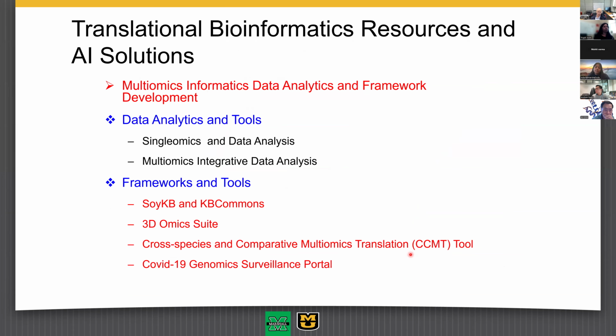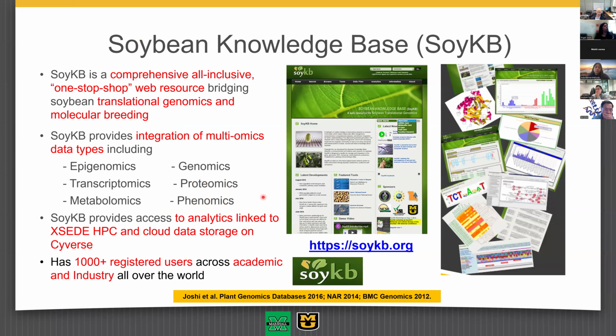So now let's go into the bottom part of our first pillar, which is really showcasing some things that have been developed in the framework space. And then there are a couple of developments over here. So the first one is SoyKB. Again, if you're doing a lot of work on soybean, this is the place to go.